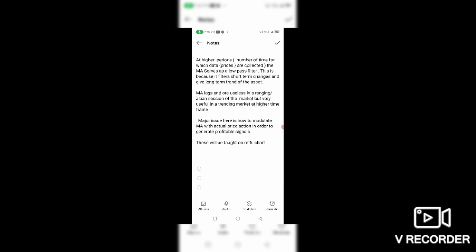The major issue here is how to modulate the MA with actual price action in order to generate a profitable signal, and that is the next work I'm going to do on the MT5. How do we actually generate a signal from the moving average?